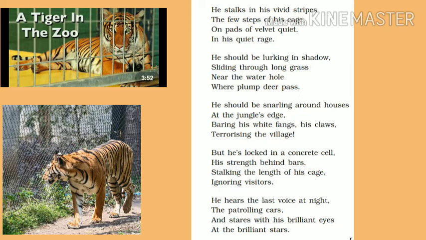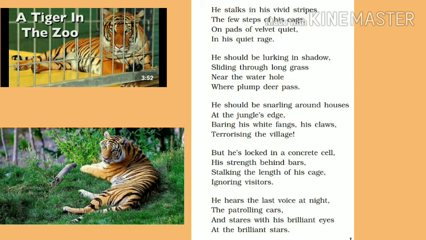Now look at the second stanza. He should be lurking in the shadow, sliding through long grass near the water hole where plum deer pass. And the poet is telling, now he is here in the cage, but if he was there in the forest, what would he be doing? He will be lurking in the shadow. He will be hiding in the shadow.